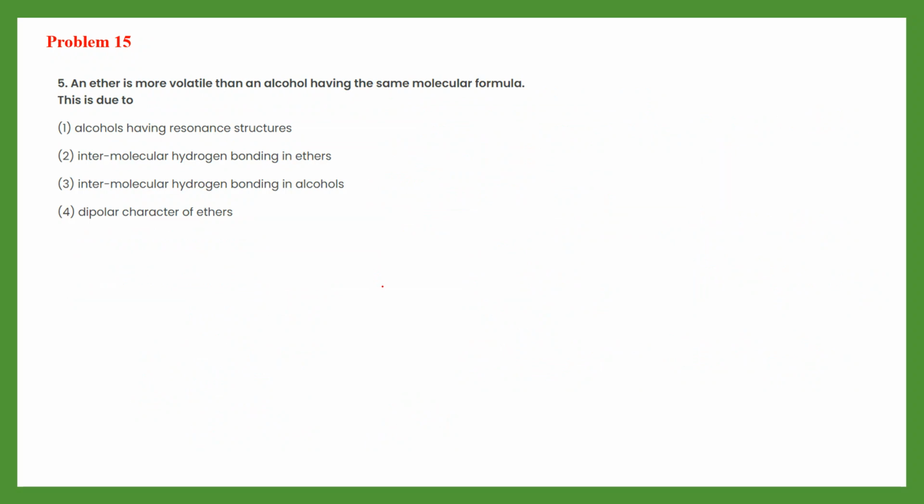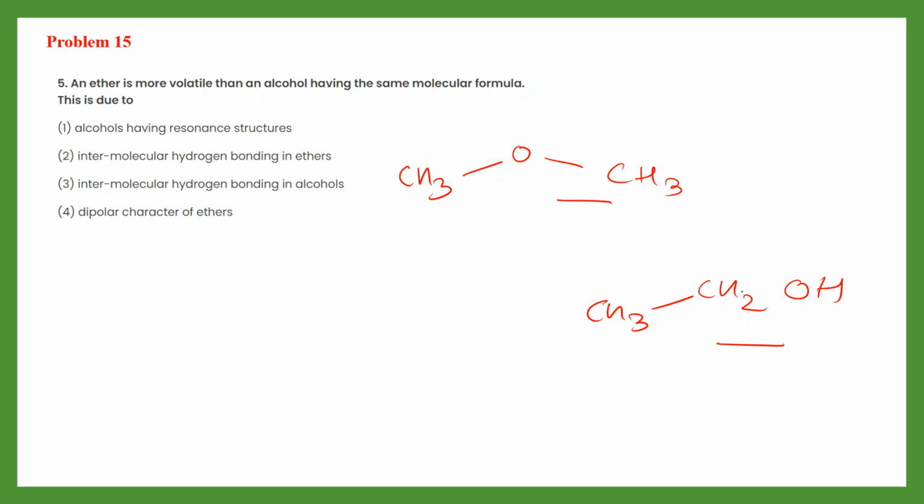Problem 15. An ether is more volatile. Volatile means that it flies off in air like water. An ether is more volatile than an alcohol. So your ether is this. Let's say we have methyl O methyl, or CH3CH2OH. They are saying these two functional groups have the same molecular formula, right? But this one is more volatile.